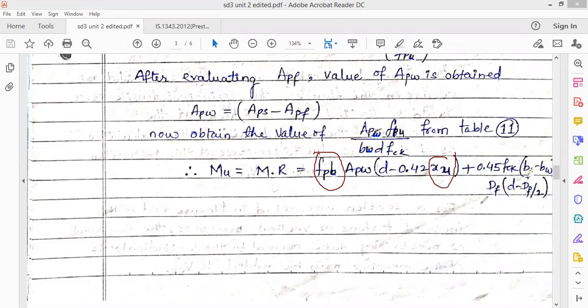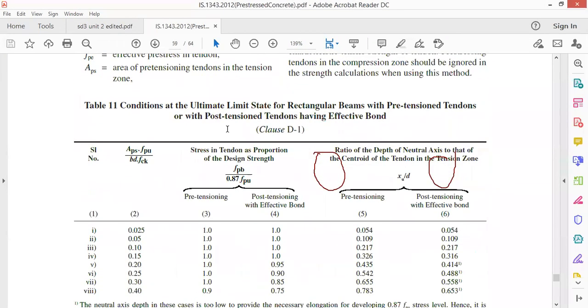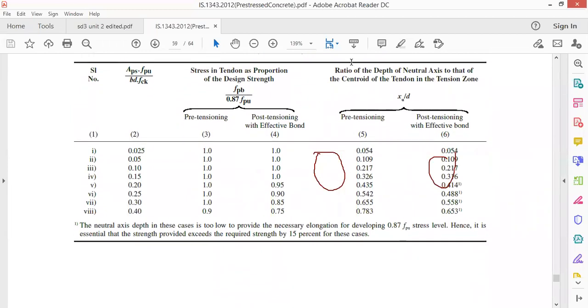These two parameters will be obtained from the IS code. So again, we will refer to the IS code. The only change in the IS code which we are referring to here is that it is the same table, but instead of writing APS here, it was APS because the neutral axis lies in the flange, so I considered the total area of steel. So that is APS, and here it is B, meaning the width of the flange or section. But when the neutral axis lies in the web, then this APS will be APW and this B will be BW. That is the only change which we are going to refer to here.